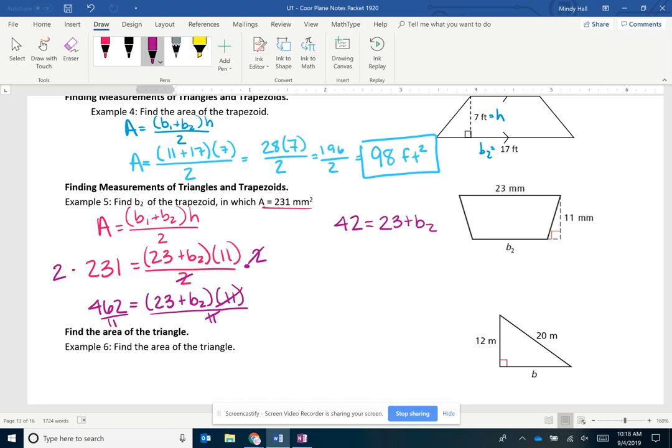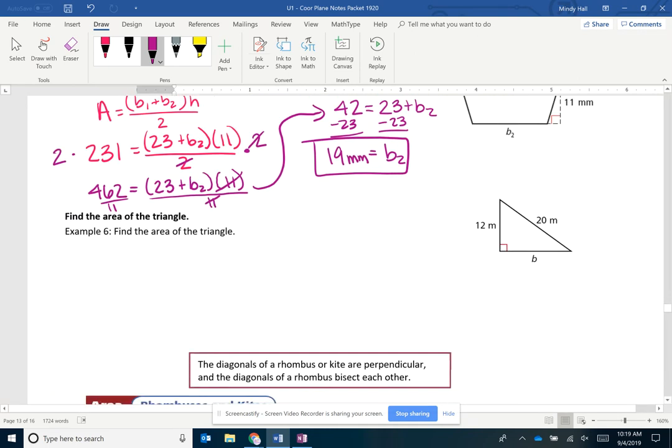So now I've taken care of all of the ugliness that was with that big set of parentheses, and now I can just solve. So that came up here. So then to finish this off, we're going to subtract 23. And we get that the base 2 is 42 minus 23, 19. And since this is a base, it's just going to be 19 millimeters. Okay.